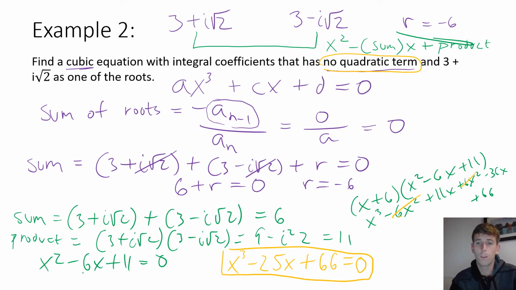Once again, you could have done this by just multiplying out the three factors here: x minus 3 plus i root 2, x minus 3 minus i root 2, and then x plus 6. Multiply that all out. If done correctly, you would have gotten this same answer, but I think this method is much, much easier.